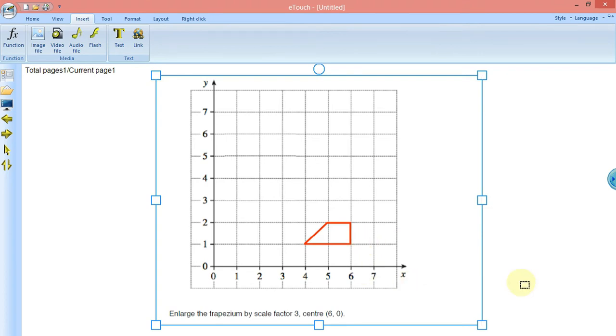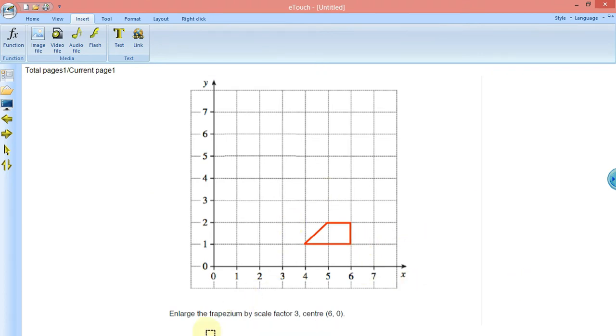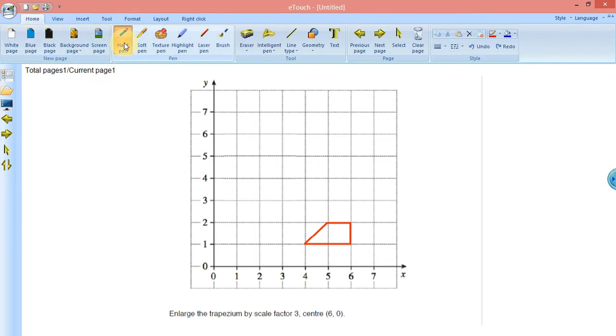Okay, so this is a good one. The question says enlarge the trapezium by scale factor 3, center 6, 0. So you are given the center of enlargement. In enlargement, you need three pieces of information. You need the enlargement point, or better still, the center of enlargement. You need the scale factor. So you need the enlargement point and the scale factor.